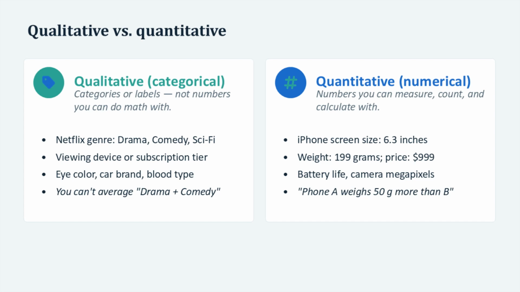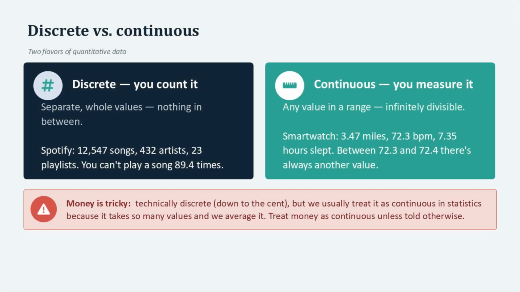So here's the quick way to keep the two types straight. If it's a label, a name, or a category, it's qualitative. If it's a number where doing arithmetic actually makes sense, it's quantitative. Simple as that. Now, within quantitative data, there are 2 more types we need to separate. And this distinction matters later when we start graphing and analyzing data. So let's look at both sides of the slide.